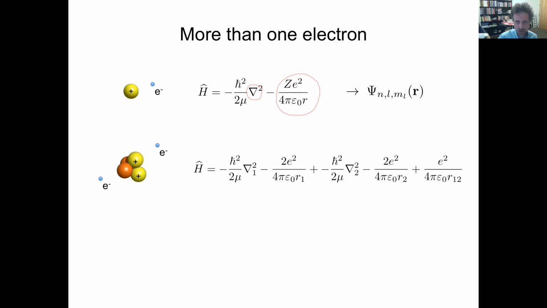So here's the Hamiltonian of helium. It looks a lot longer, okay? Why is it longer? Well, first of all, there are a couple of extra terms in here. Let me start all the way on the right. This term right here is the electron-electron interaction, okay? So you see here R12, that is the distance between these 2 electrons.